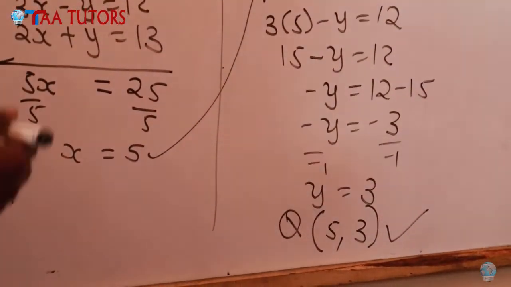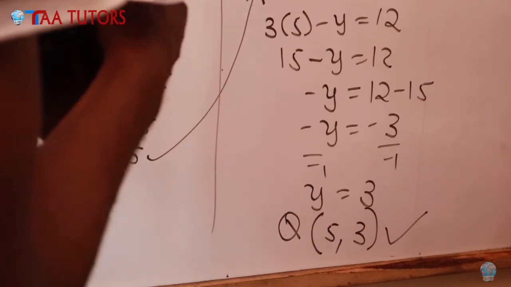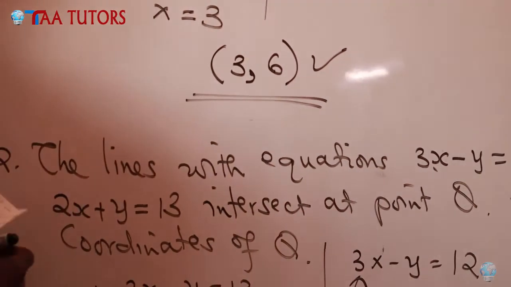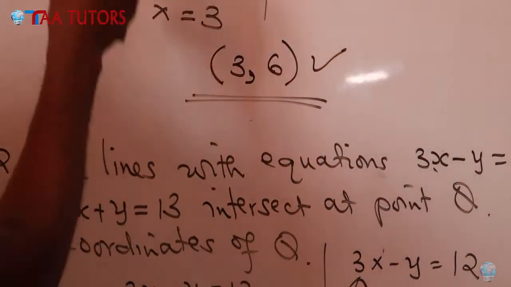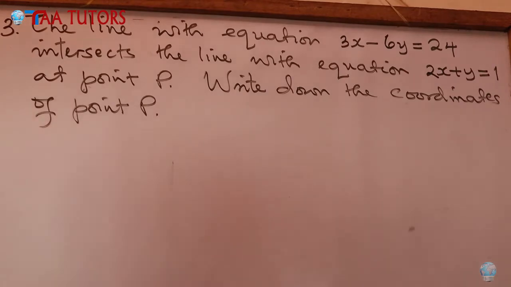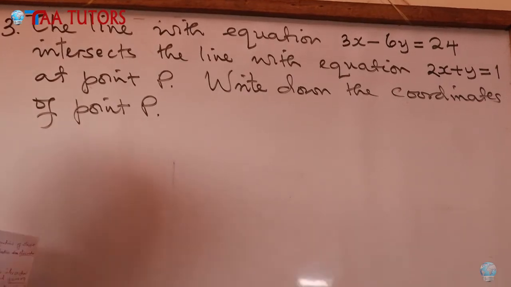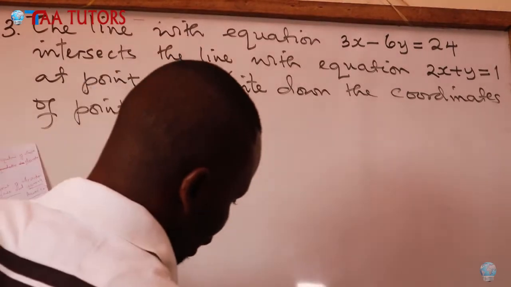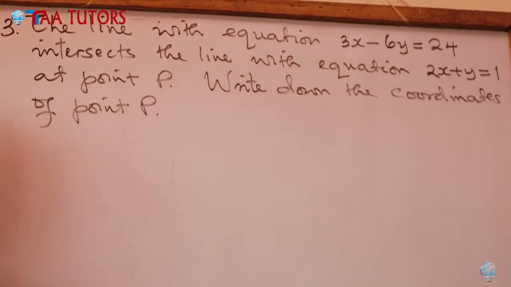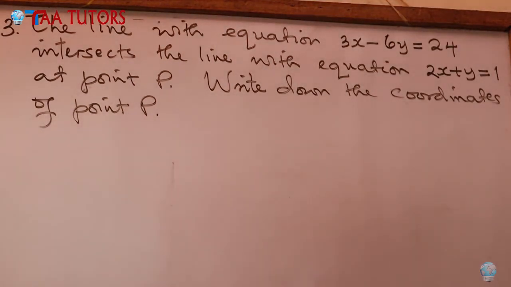And that will be the coordinate of your point Q, where the line 3x minus y equals 12 intersects the line 2x plus y equals 13. Let us look at the final example, the third example. Now viewers, we have this equation here, which is our example 3, and what I've said is that the line with equation 3x minus 6y equals 24 intersects the line with the equation 2x plus y equals 1 at the point P. Write down the coordinates of point P.